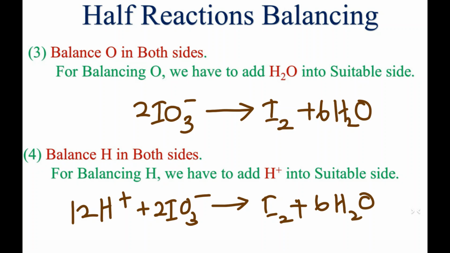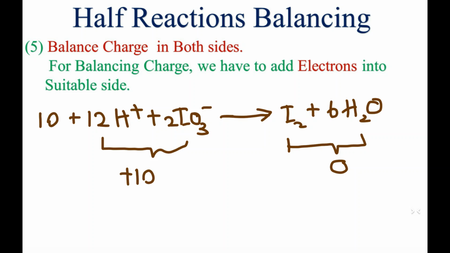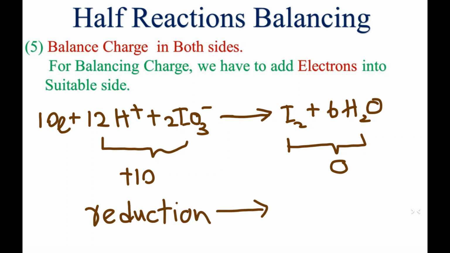Then we need to balance the charge of this reaction on both sides. Our final task is to balance the charge of both sides. You can see there is 0 charge on our right side. Also on our left side you can see the charge is plus 10. So we have to use 10 electrons on the left side of this reaction, then we can balance the charge of both sides. So this half reaction is the reduction half reaction of IO3 minus.